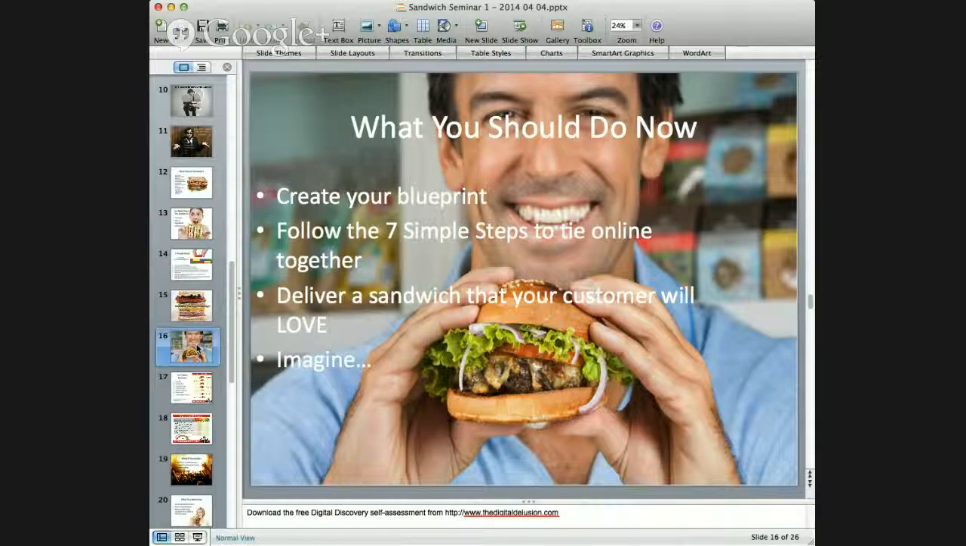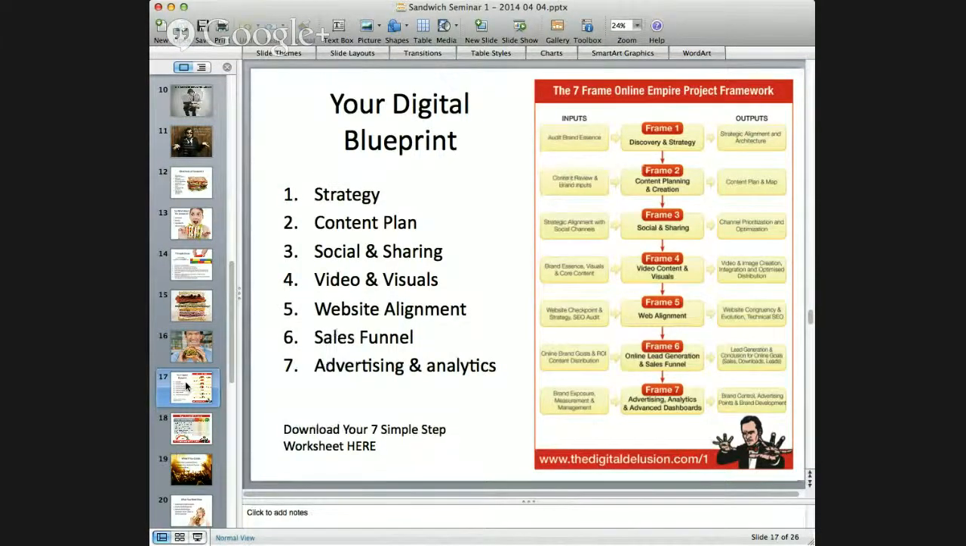Right? Deliver a sandwich that your customers will love. That's key. If you're not doing that, guess what? You might not be in business, or you might not want to be in business for that matter. So keep that going. So what does your digital blueprint entail? Well, it comes down to, like I said, 7 simple steps.